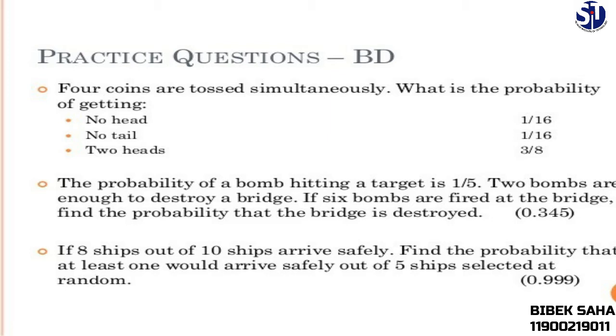Next question. The probability of a bomb hitting a target is 1 by 5. Two bombs are enough to destroy a bridge. If 6 bombs are fired at the bridge, find the probability that the bridge is destroyed. Next question. If 8 ships out of 10 ships arrive safely, find the probability that at least one would arrive safely out of 5 ships selected at random.